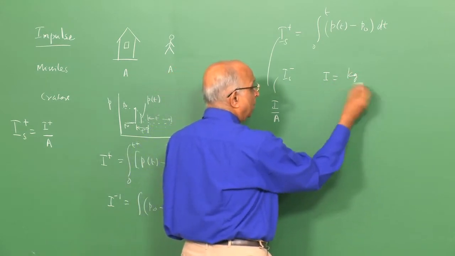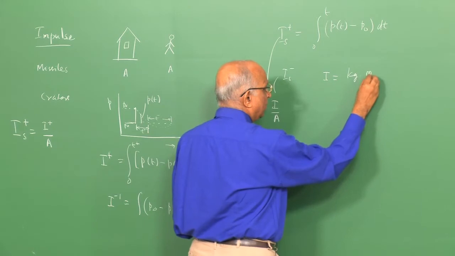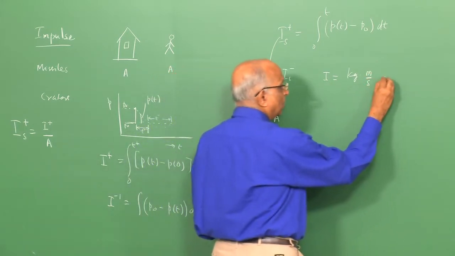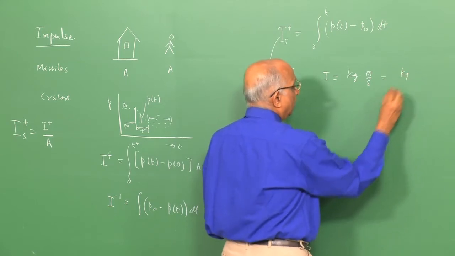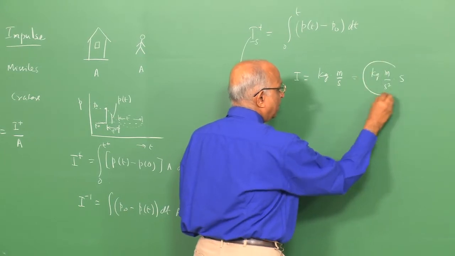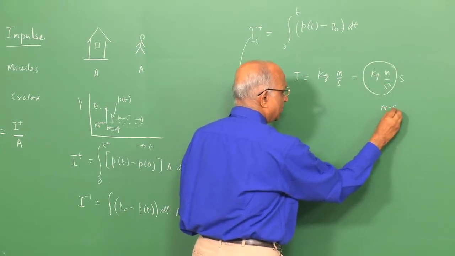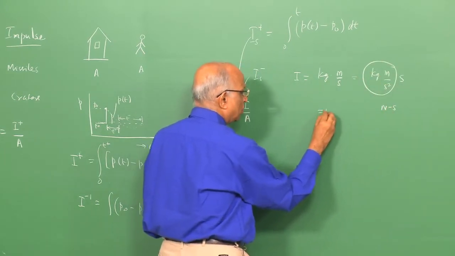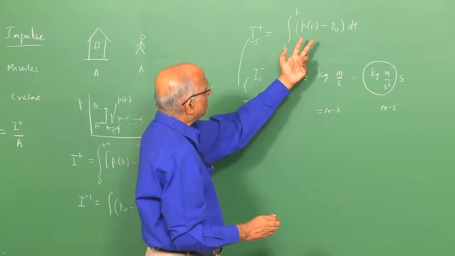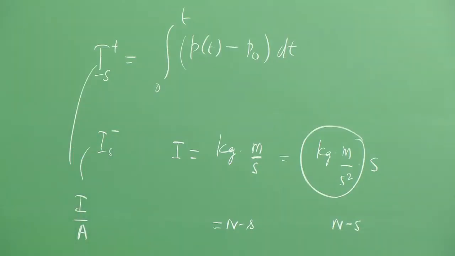You have mass into velocity, which is the change of momentum, that is kilogram meter per second. I can also write this as kilogram meter by second square into second. Kilogram meter per second square is Newton, and this is second, and therefore impulse could also be written as Newton second. In fact, this comes directly from this integral, therefore let us take a look at this integral.